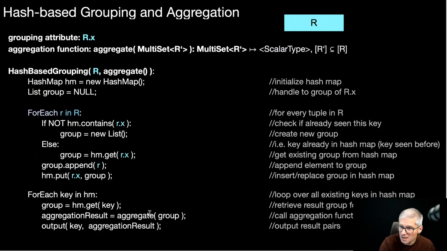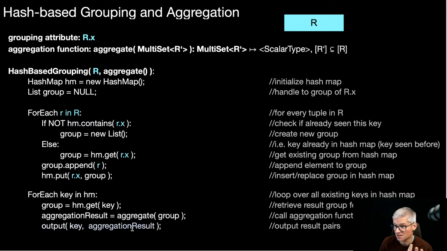That happens in the pseudocode at this part: for each key in the hash map. I get an iterator from the hash map with all the entries, and for each key, I get the tuples in the hash map having that key. Then I run the actual aggregation function. In this case, it's count star. It can be sum, average, minimum, maximum, whatever you want. But here it's count star in the example. So I get the group, compute the count star, and then I output one tuple: the grouping key and the aggregation result.